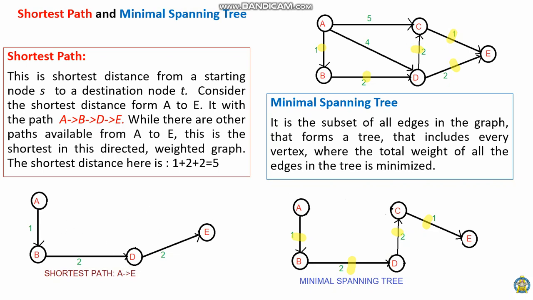We will see in the next algorithm how to implement both. So for shortest path, we have Dijkstra's algorithm, and for minimum spanning tree, we have Kruskal's algorithm. We will see them one by one in the next video.